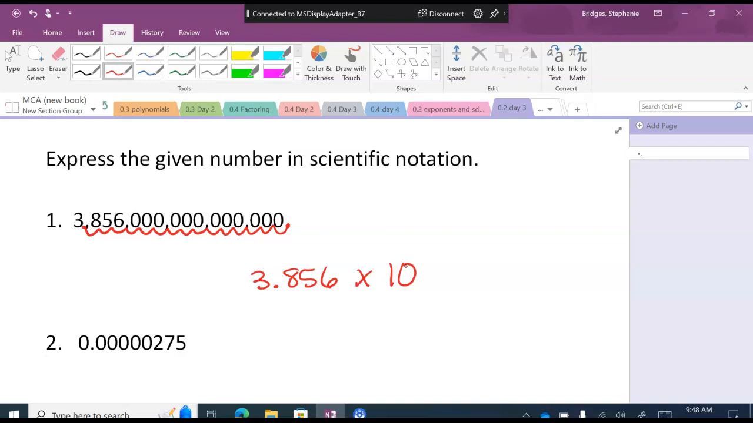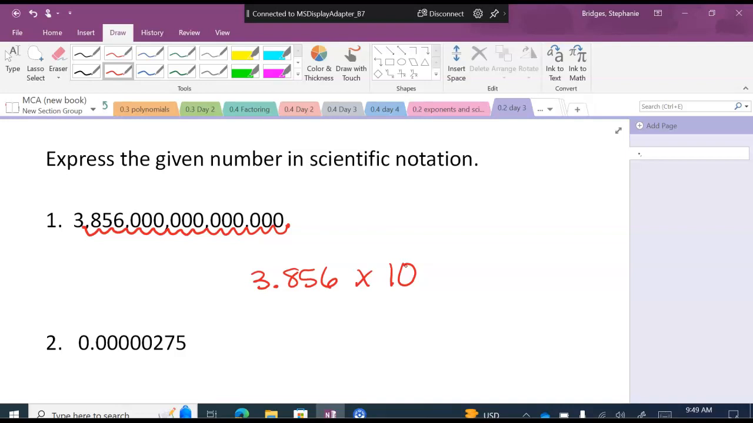Now, you can try to remember the directions, but they kind of get backwards. If you're taking it and writing it in scientific notation, if you go to the left, you're going to use a positive exponent. If you go to the right, you're going to use a negative exponent. But that changes when we go in the other direction, so sometimes that gets a little confusing.